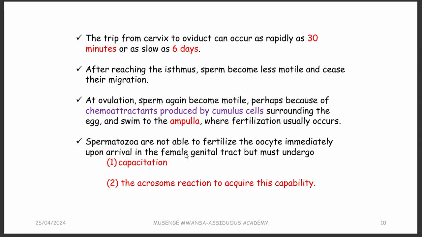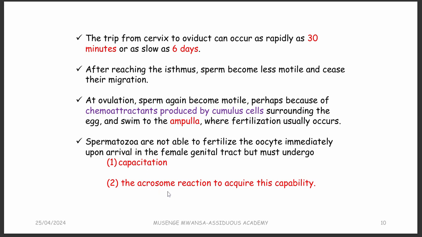Now, when the sperms reach where the egg is in the female reproductive system and they penetrate, the egg has got different layers. All those layers have to be penetrated, and not all sperms are going to penetrate those layers, only one. So two things happen when the egg comes in contact with the sperm: capacitation and what we call the acrosomal reaction.